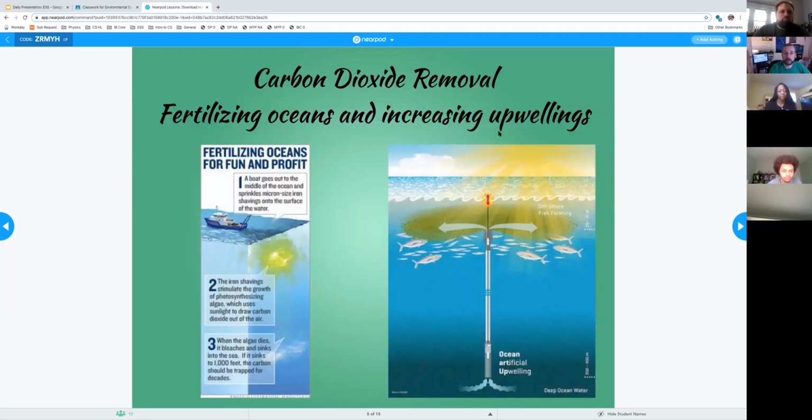And so I mentioned the Fertilizing Oceans piece, all right? And this goes into a little bit of detail about how it actually works. I mentioned that they sprinkle the iron, it stimulates the growth of the algae that draw carbon dioxide, the algae die, sink into the sea, and as long as it sinks 1,000 feet or lower, then that carbon, you notice that big 'should' word right there, carbon should be trapped for decades. We don't have enough evidence to show that that is definitely the case, but that's the theory.